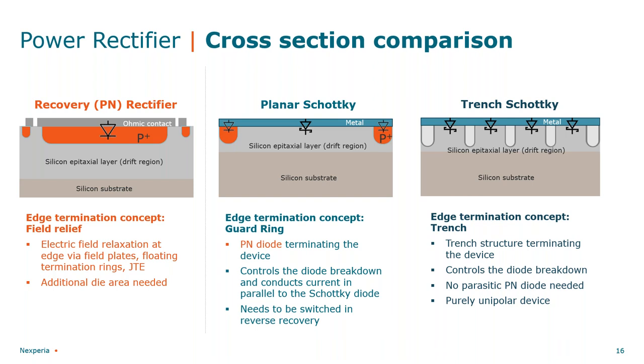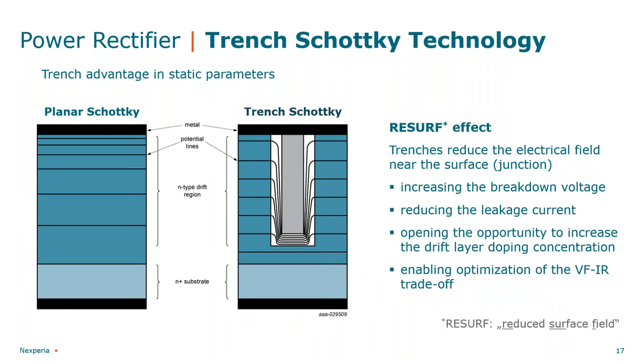The trench itself also enables additional benefits; especially, we can tune the properties of the diode even more. And this is what I want to highlight in the next slide. On this slide, you see the planar Schottky on the left and the trench Schottky on the right. Important in these sketches is that we draw the equipotential lines, the parallel lines you see. And we know that the gradient of the potential is the E field. That means that if the potential lines are crowded, we have a high electric field.